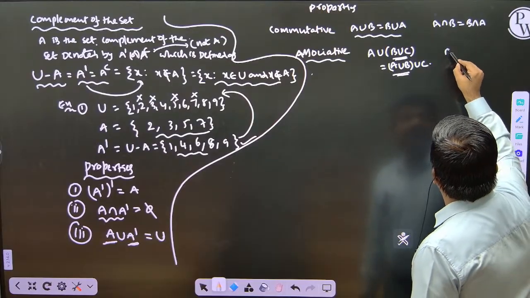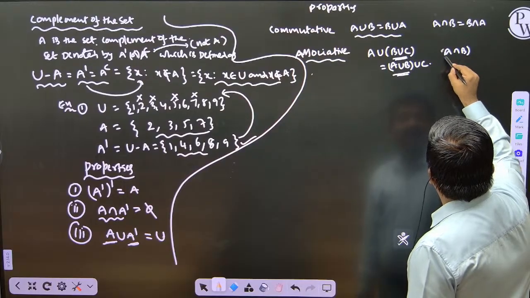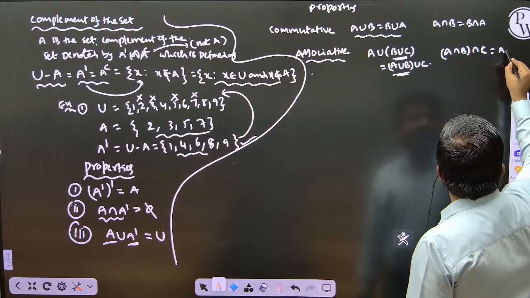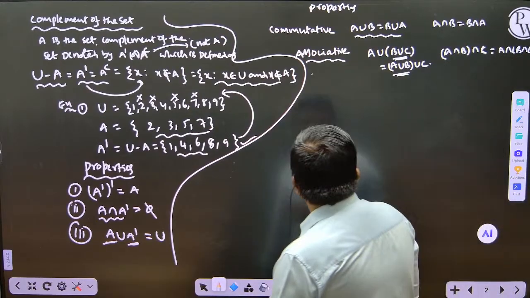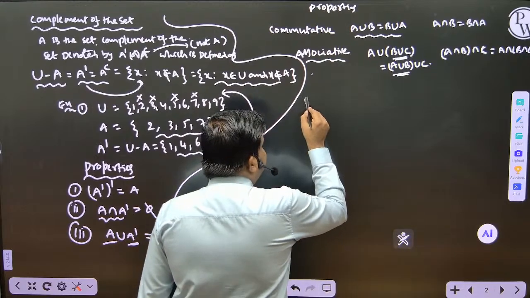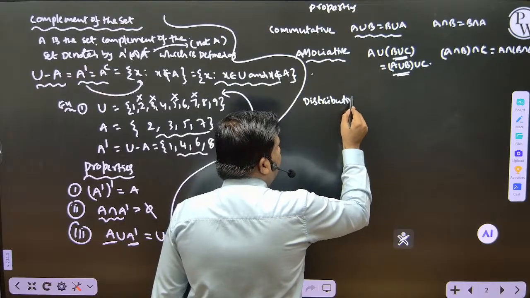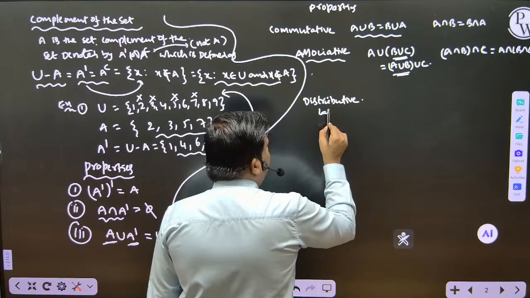The same holds for this one: A intersection B intersection C is equal to A intersection B intersection C. That is the associative property. Next, distributive property, the distributive law.